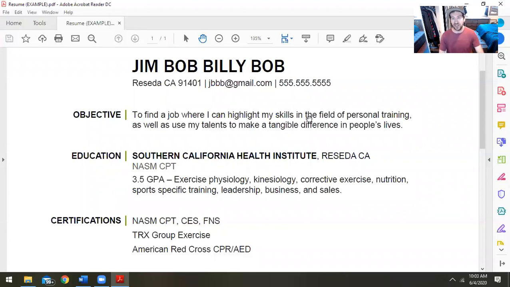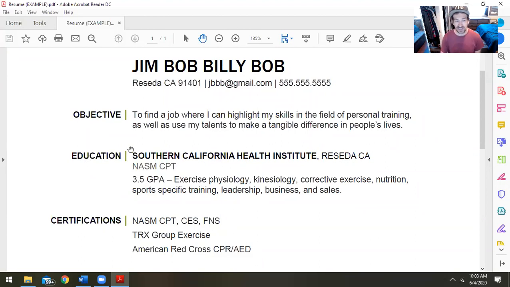To find a job where I can highlight my skills in the field of personal training as well as use my talents to make a tangible difference in people's lives. That's the career objective, right? Education is Southern California Health Institute in Reseda, California. Oh, NASM CPT. I really wouldn't put that. I would put National Academy of Sports Medicine CPT.